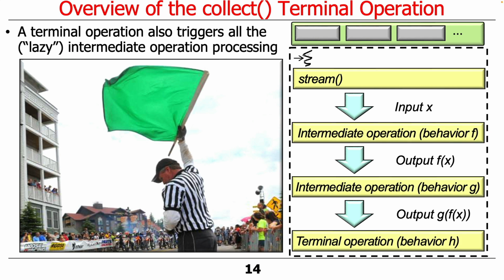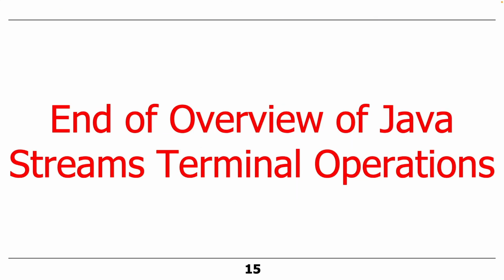As we've talked about before, terminal operations are what trigger all the intermediate operation processing. That's why the intermediate operations are lazy. So you can kind of think of it like the green flag that starts a race in a road race, like a Grand Prix or an Indy 500 kind of race. And that's the end of the overview of terminal operations.